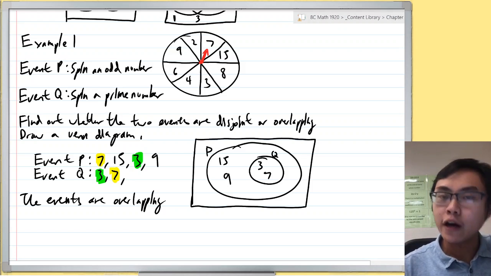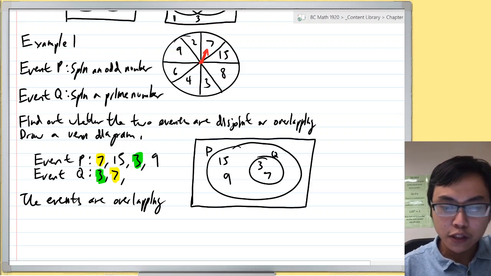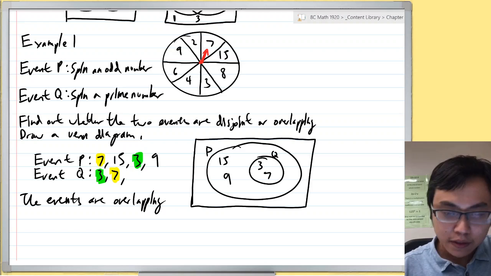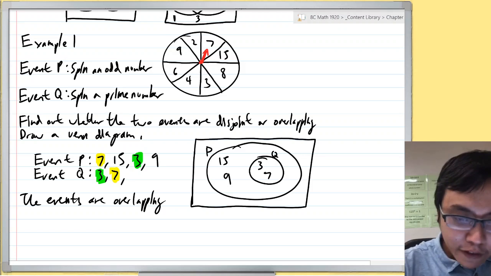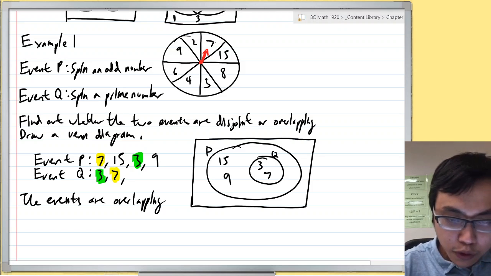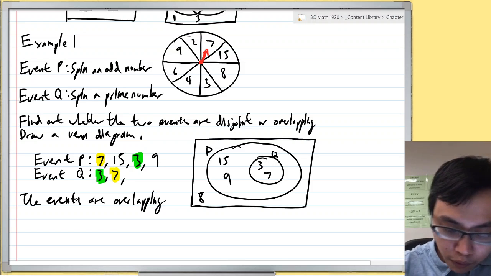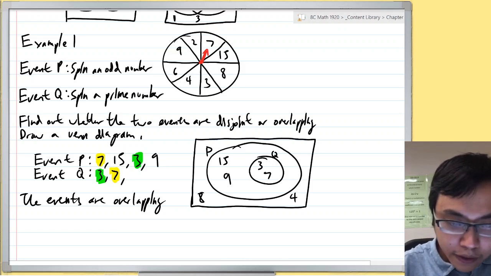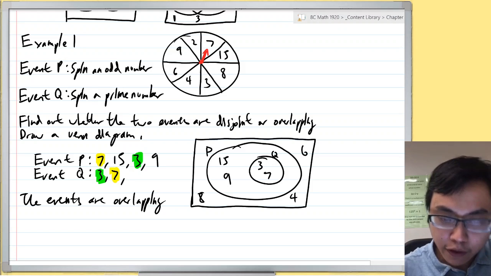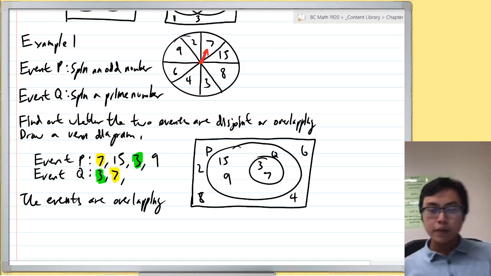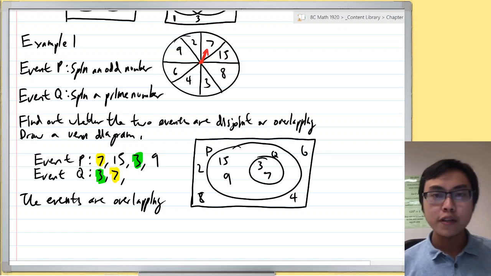And then what are the other numbers in the spinner that are not in our diagram so far? So we have all the odd numbers, which is 7, 15, 3, and 9. Then there's 8. 8 will go outside. There's 4 that will go outside. I can put that over here. Then there's 6. I can put that over there. And there's 2. I can just put that over here. So those are all the numbers in there. So this is disjoint and that's overlapping.